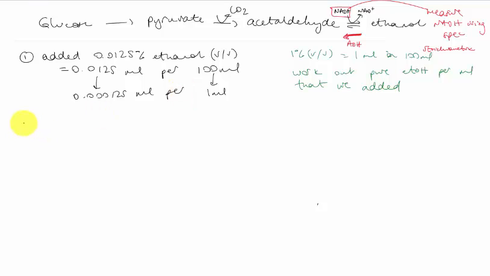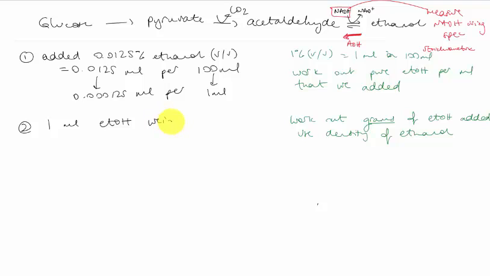Now in the second part, our goal was to work out the grams of ethanol added, not the mils. And to do that we use the density of ethanol. Which the red folder tells you is 0.79 grams per milliliter, so it's less dense than water is. So 1 milliliter volume of ethanol weighs 0.79 grams.